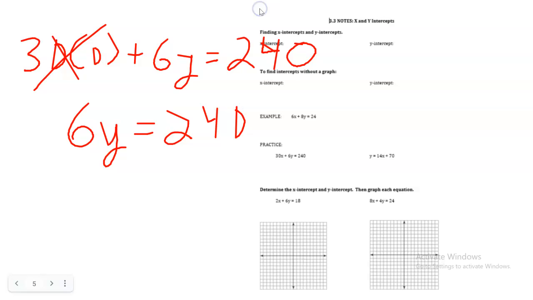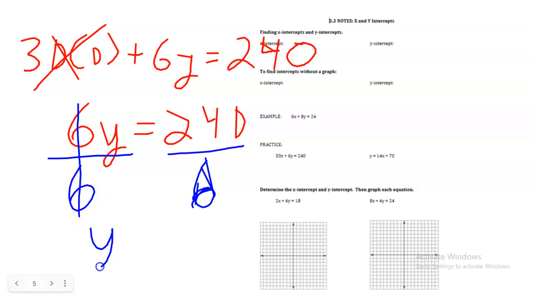Okay, so I'm going to get y by itself. So I'm going to divide both sides by 6. That's a 6. So that means I have y is equal to 240 divided by 6, which should be, hang on, I think it's 40. Yep, y is equal to 40. So that means my y-intercept, so when x is equal to 0, y is equal to 40.